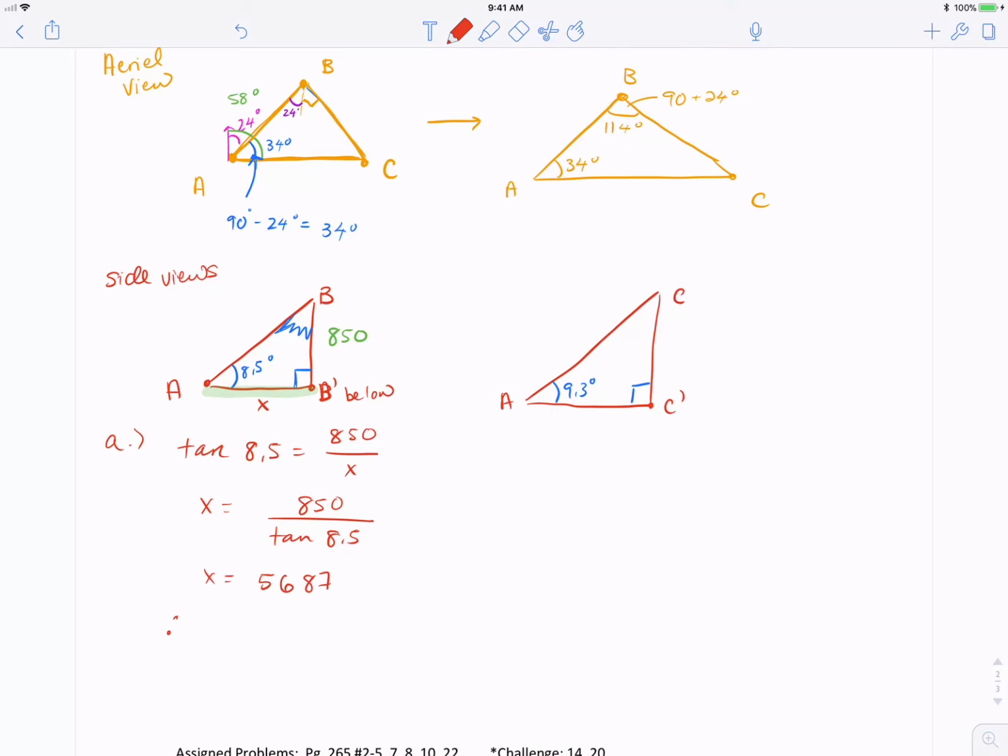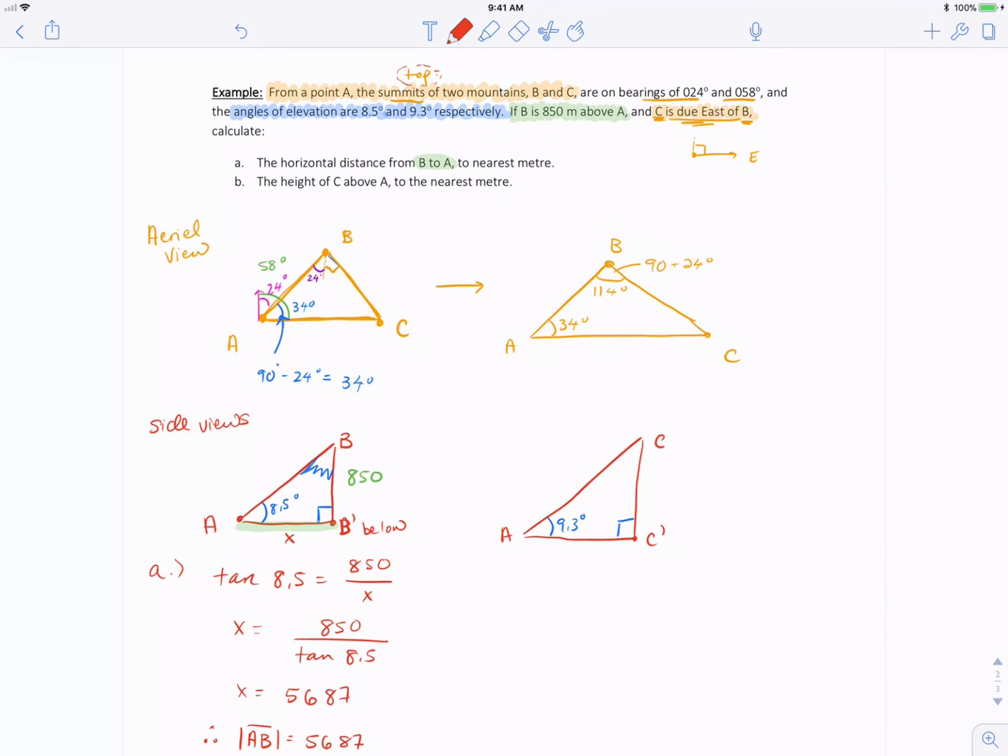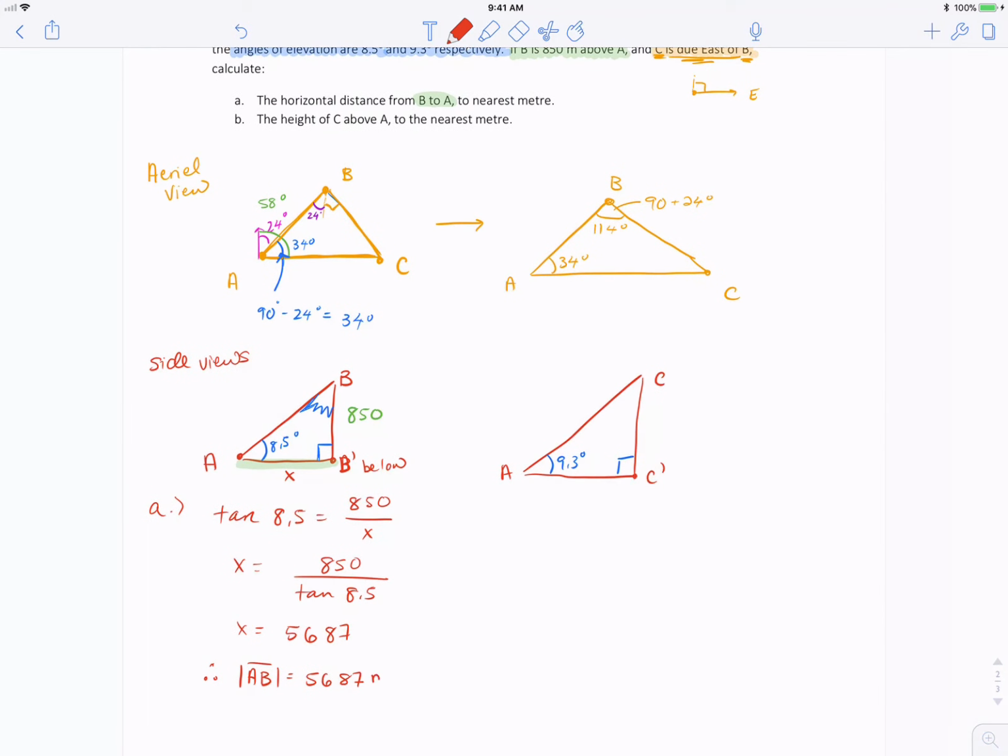Remember, there's a nice way that we can state this. The length of A to B is 5,687. And my units are, I believe, in meters? Yes. Meters. I can change that to kilometers if I wanted to.